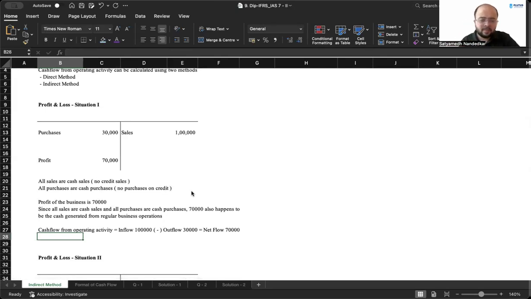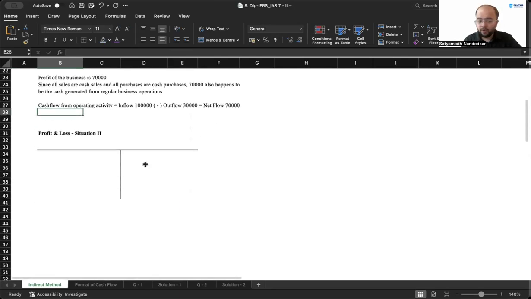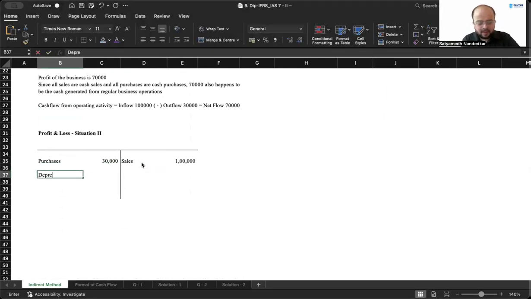This was a very simplistic situation. Now I'm going to add one more layer of detail to it. I'm not calling it complexity, I'm just saying I will add one more layer to it. Sales and purchases, same 30,000. And now there is an additional expense called depreciation worth 10,000. What you are left with is profit.